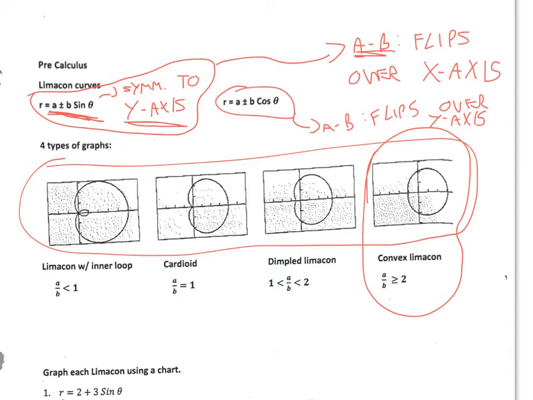All right, the last one, the convex one, the main thing is when you do A over B, this ratio is greater than or equal to 2. You can see this example, it's a cosine one, so it's symmetric to the x-axis. The last one we're going to do is sine. It's going to be symmetric to the y-axis. And I believe there's a negative in front, so it's also going to flip over the x-axis. All right, let's get to that number 4, which is 2 pages after this.